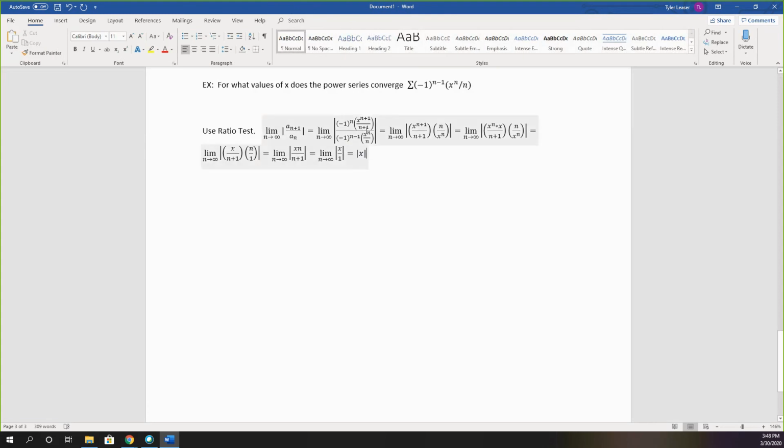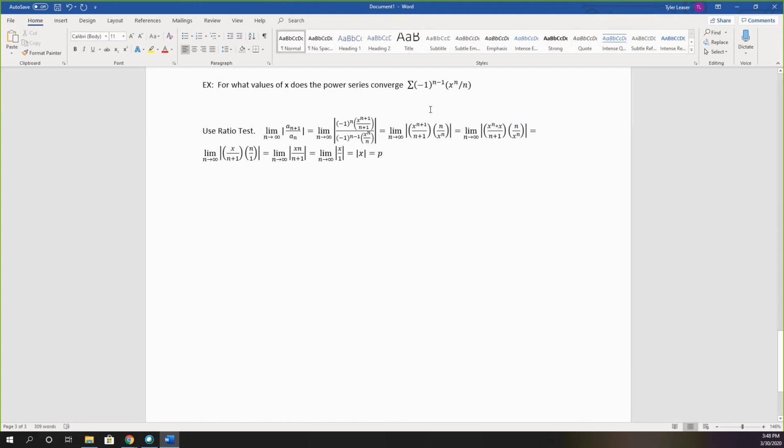I know this is a long process, and I did it slowly, but this will go a lot quicker the more practice that you get. We just use the ratio test, and remember that this number that we get in the end, that's what we called our p-value. And then depending on the p-value, we get convergence. As long as the p-value is less than 1, it converges absolutely. If this is bigger than 1, it diverges. And remember, if it's equal to 1, we just don't know.